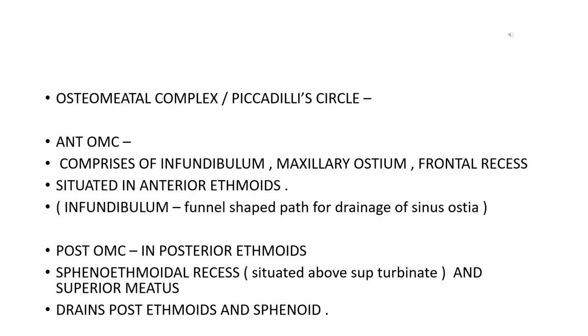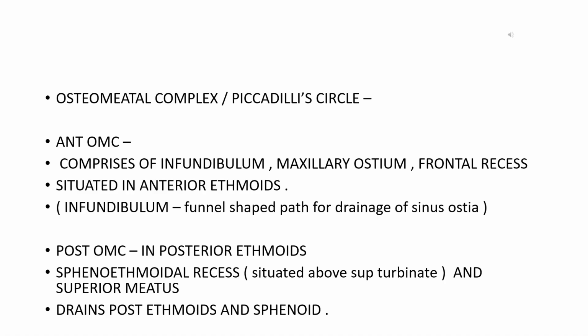So basically, osteomeatal complex is also known as Piccadilly circle, and it can be divided into two parts, that is anterior osteomeatal complex and posterior osteomeatal complex. As we all know, all the paranasal sinuses can be divided into two groups, that is anterior group and posterior group. Anterior group of paranasal sinuses include frontal sinus, maxillary sinus, and anterior group of ethmoid sinus, while the posterior group includes posterior ethmoid sinus and sphenoid sinus.